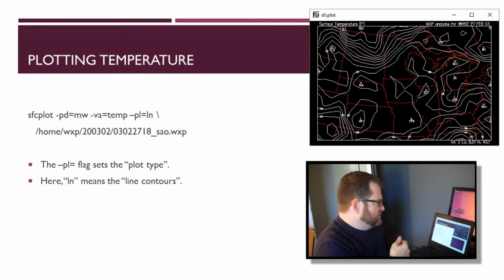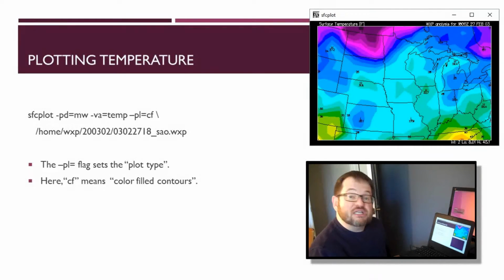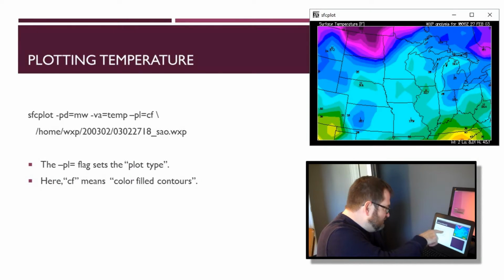Nobody loves line contours. I mean, well, they're not everyone's favorite way of doing things. You want to switch it to color-filled contours, then just change minus PL equals CF, where CF, again, is the code for color-filled contours, and you'll get a plot something like this little one I have up here. And it's, again, the same exact weather information. I haven't changed the time or anything like that I'm plotting. I'm still plotting temperature, etc.